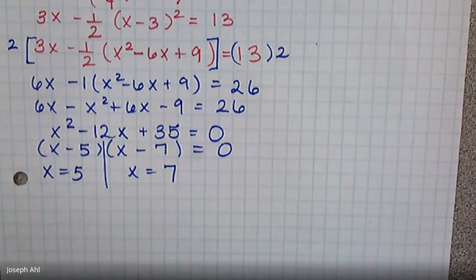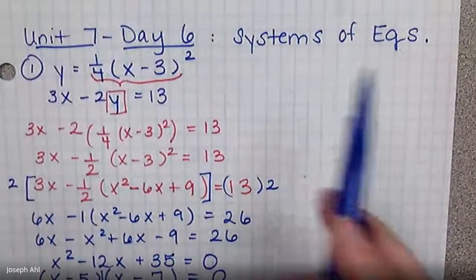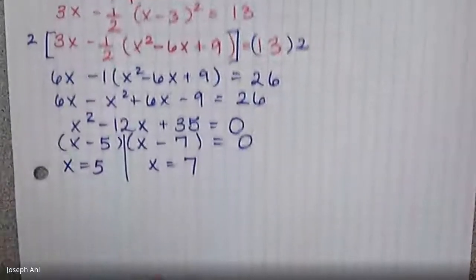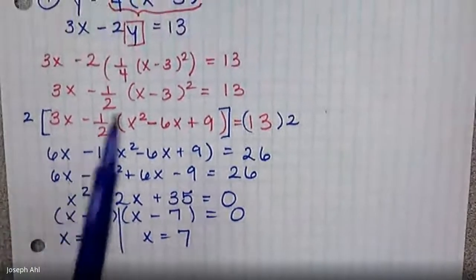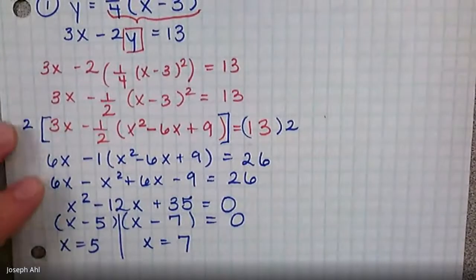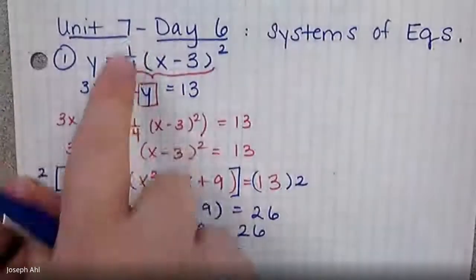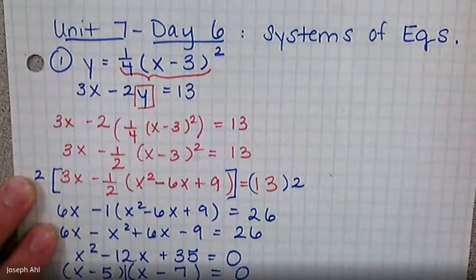Okay. Why are we not done? Well, remember, the solution to a system of equations is really the points of intersection. We found the x values for these points of intersection. What we haven't found is the y values that go with them. So at this stage, you now have to go back and plug these values of x back into either of the original equations, it doesn't matter which one, to get the y values.